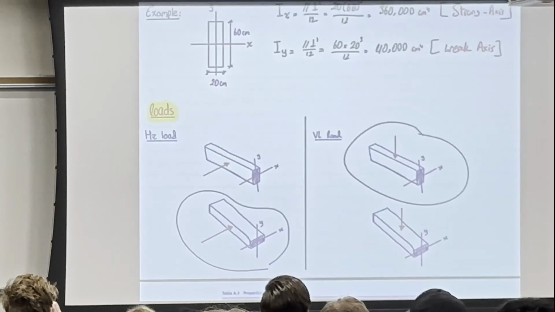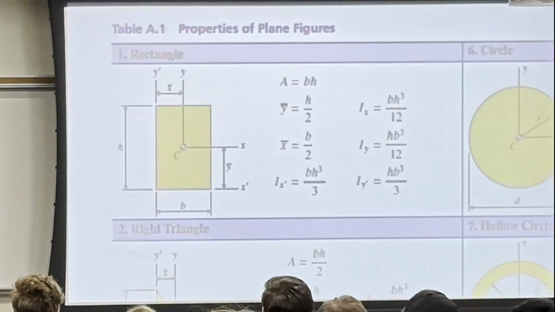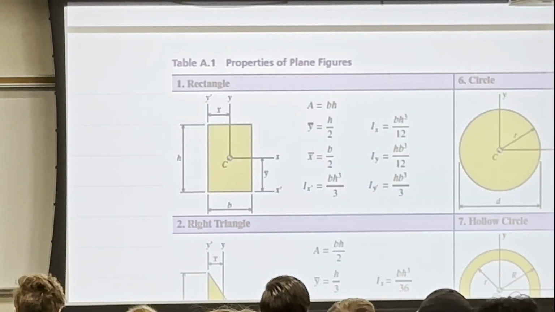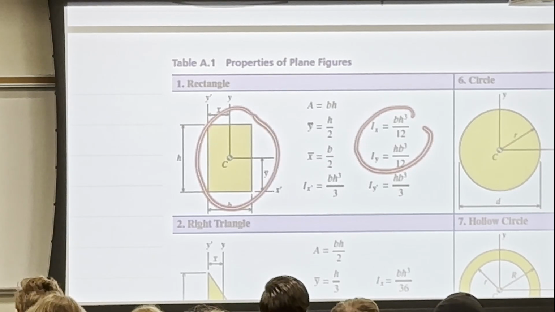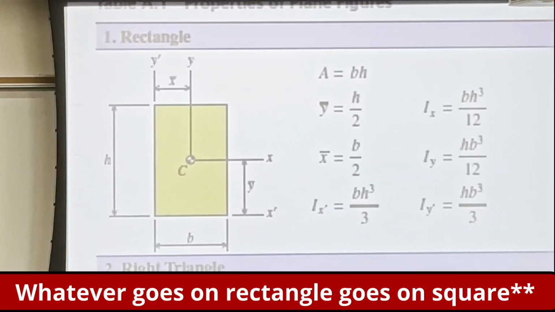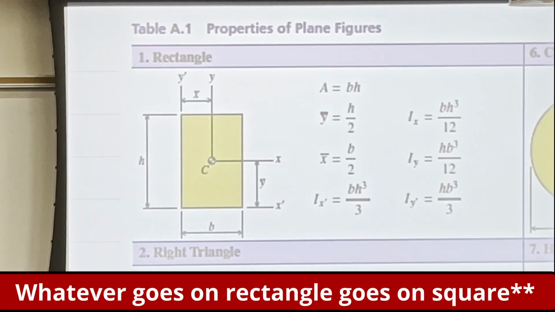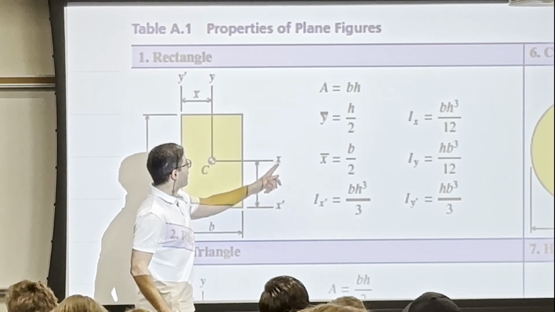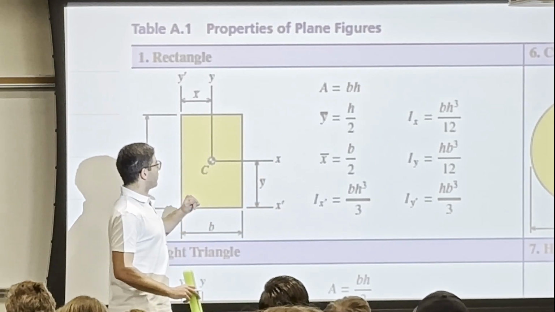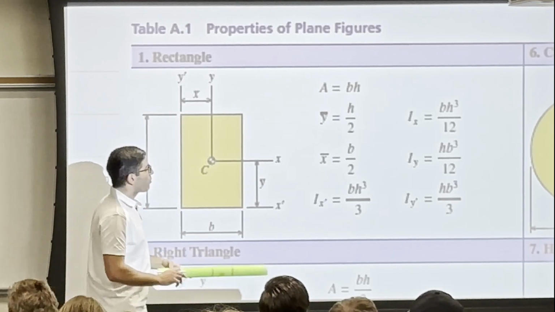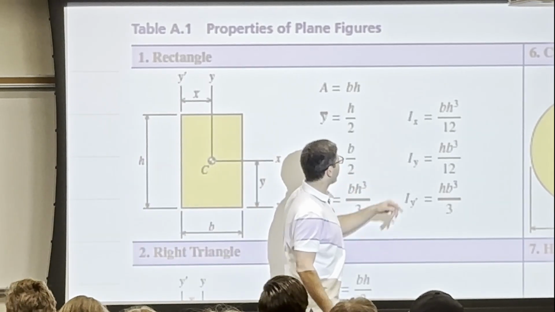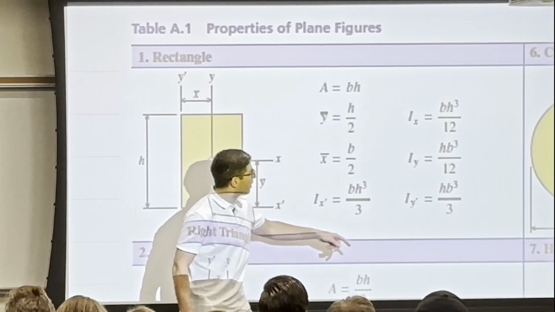Okay? So what I did now, I did the moment of inertia for the rectangle shape, and whatever goes on rectangle goes on triangle. But I want you to notice something. How many axes do we have here? We have x bar, and we have x. Yeah, we have x and x bar, y bar and y. That's why you will have Ix, Iy, and then Ix bar, Iy bar.